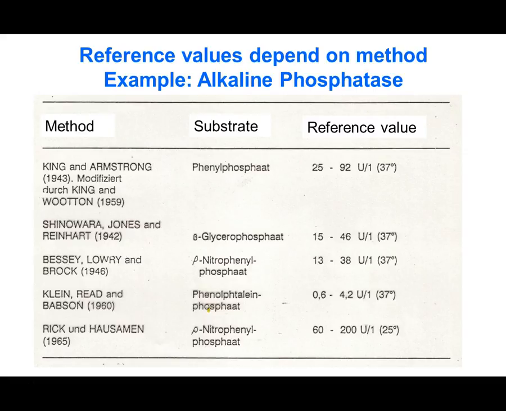Reference values depend on methods. For example, alkaline phosphatase. This is an enzyme that is used for bone health and other purposes. We see several methods that use several substrates and several temperatures, and the use of the method, substrate and temperature leads to different reference values. It is therefore recommended always to use the reference values of the institution that provides the laboratory results, and not to take them from literature.